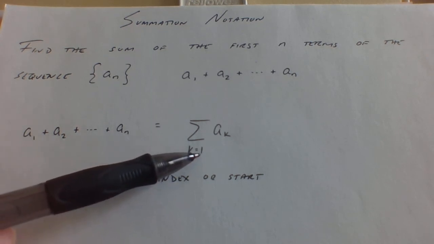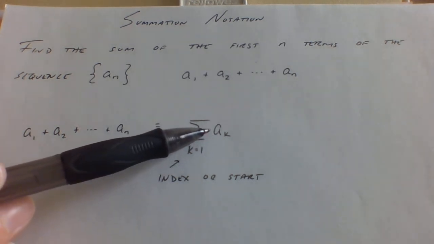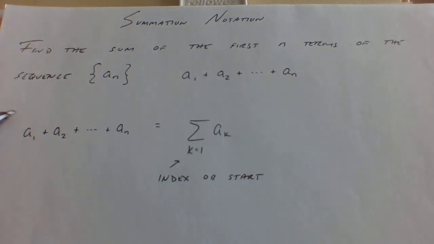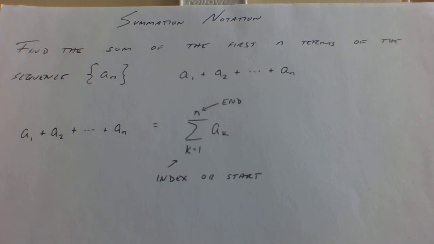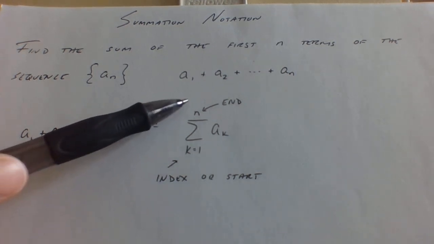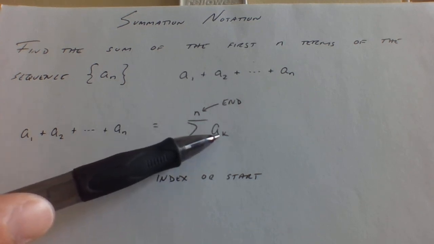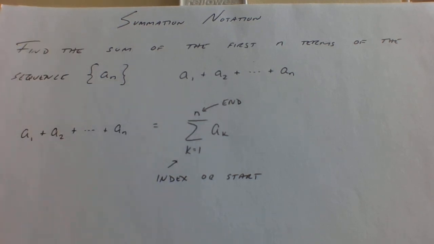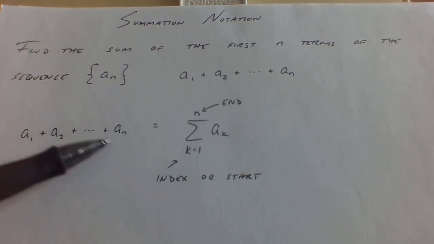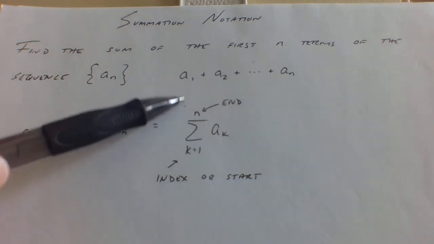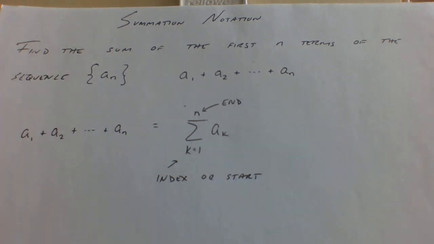Keep in mind, if I use a k value of 1 here, my first term would be a sub 1, and it is in my sequence. I also need to note where the end would be for this sequence. So I'm going to be continuing this pattern all the way up to a k value of n. So a sub n would be my last term, and it is. So your end point would be located on top of your sigma piece.